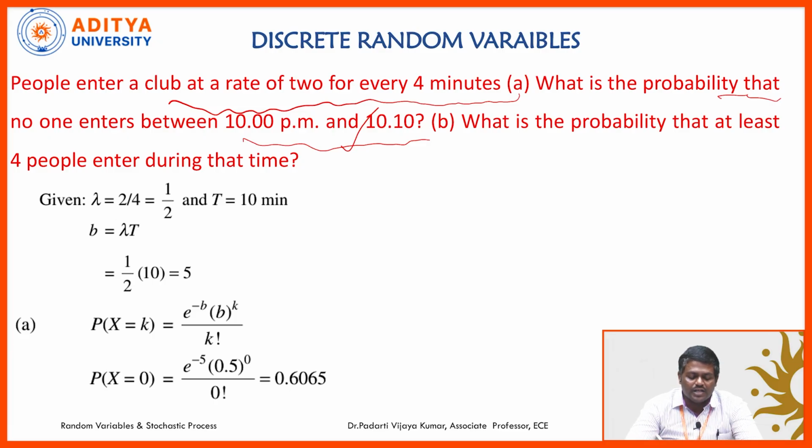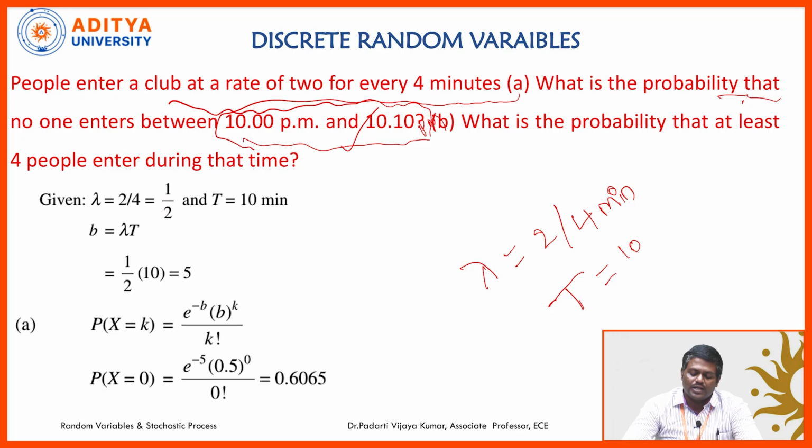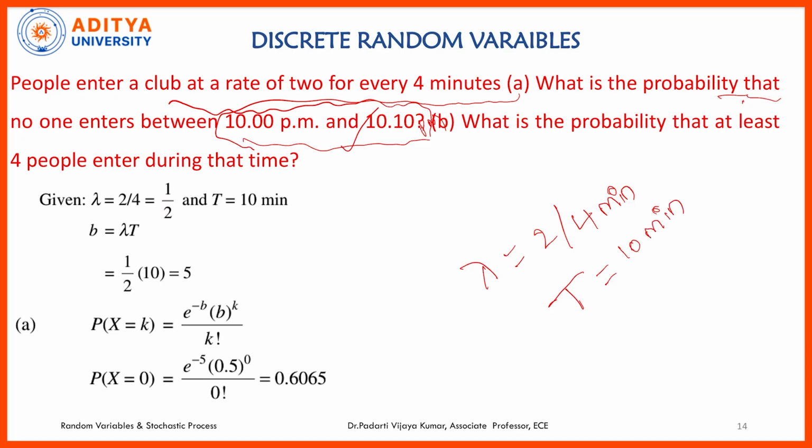Firstly, the average rate is given as 2 persons entering for every 4 minutes. Now, we are asked to compute the probability that no one enters over the time interval 10 pm to 10:10 pm. That means the time duration of interest is 10 minutes. So, the average or mean value is b equal to lambda t, which is 2 by 4 into t, that is 20 by 4. The average value is 5.